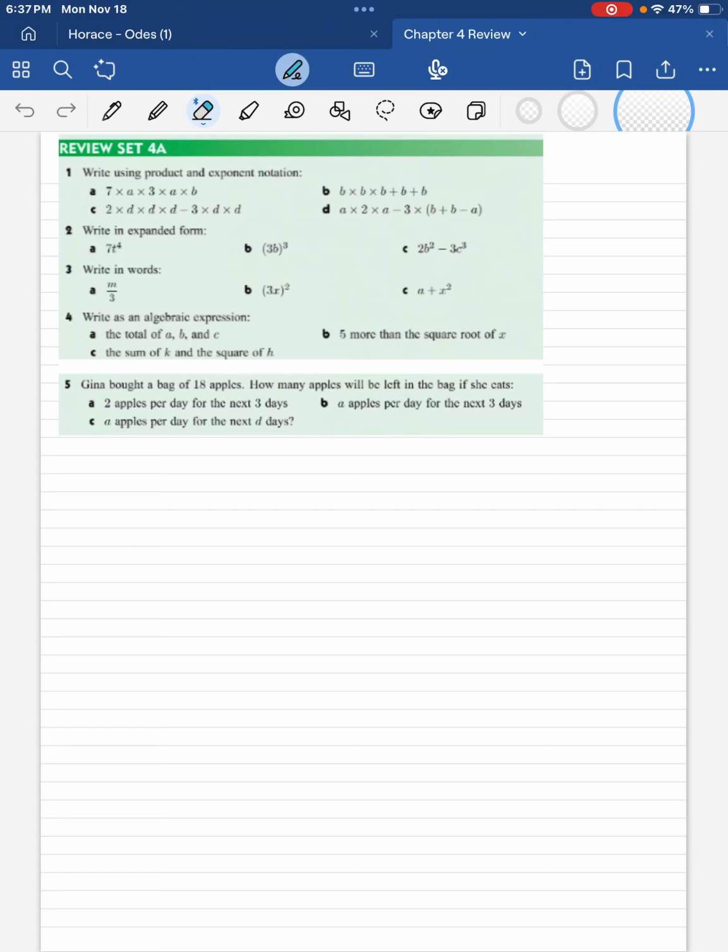Hello, I'm going to go over the problems right now. So for problem number 1, we're using product and exponent notation. Product notation means that we want to rewrite repeated addition with a coefficient, and for exponent notation, we want to rewrite repeated multiplication with an exponent.